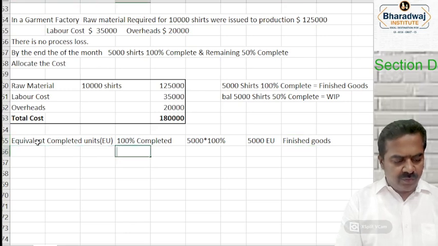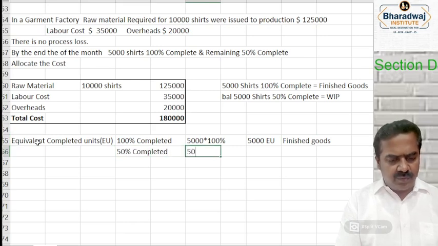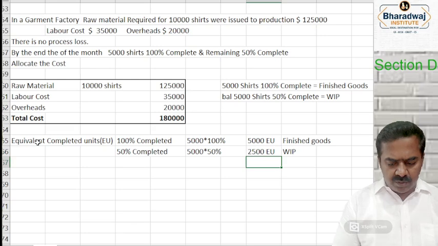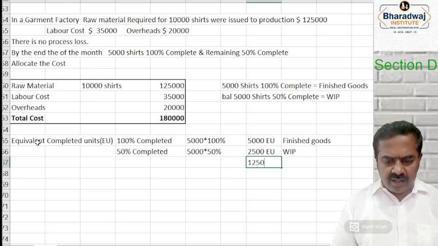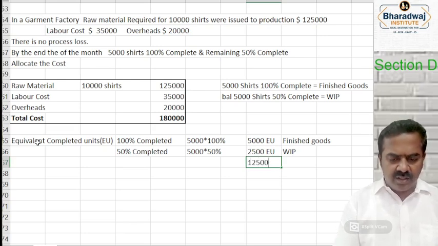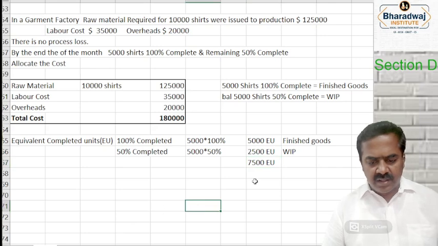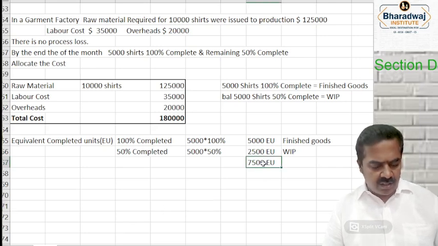For 50% completed work, we'll give 50% weightage. 5,000 into 50% gives 2,500 equivalent units. This is for WIP. So what is the total equivalent units? 7,500 equivalent units are completed.